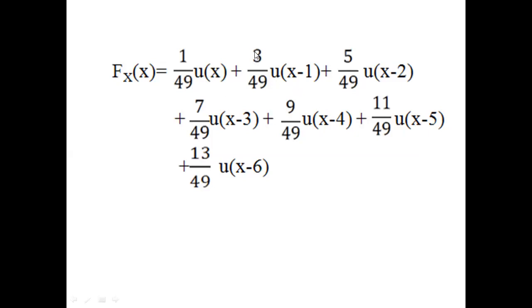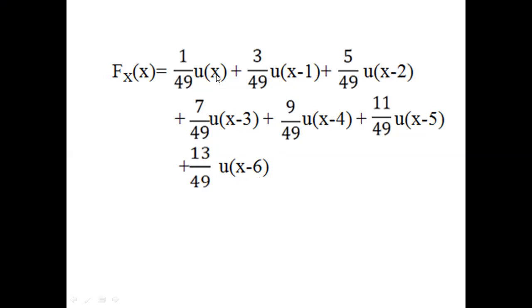Plus p of x2, that means 3 by 49, u of x minus x2. x2 means 1. Plus p of x3, that means 5 by 49, u of x minus x3, that is 2. And so on. P of x7, that is 13 by 49, u of x minus x7, that is 6. So by using this also, we are calculating the distribution function.